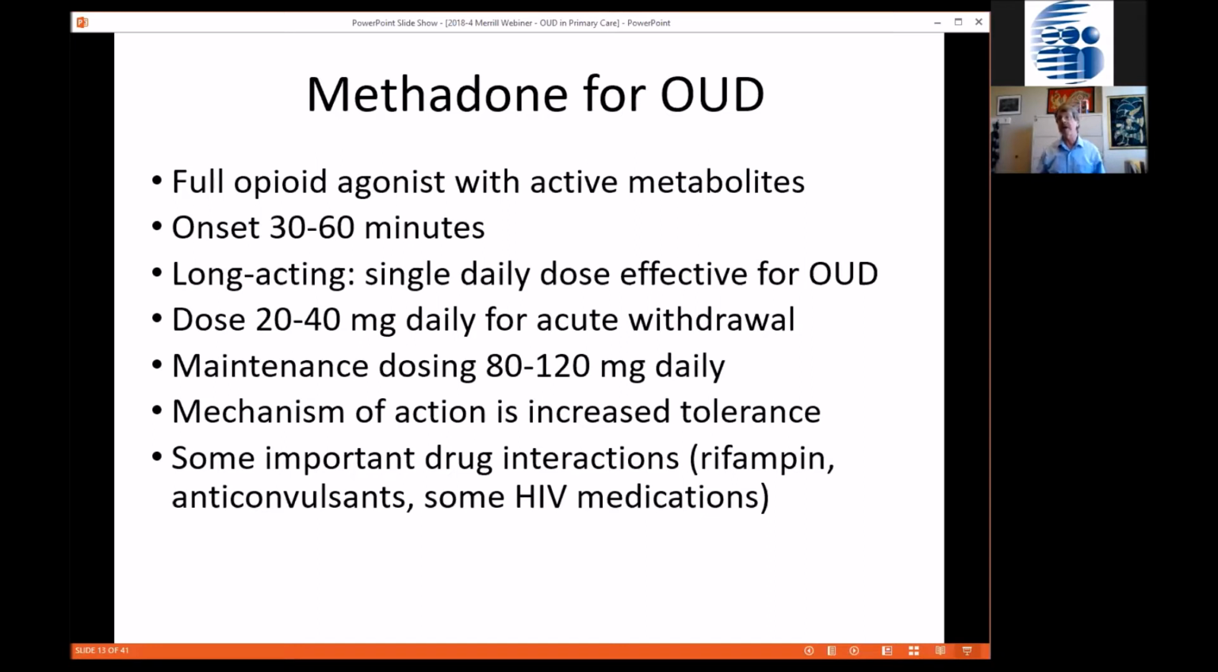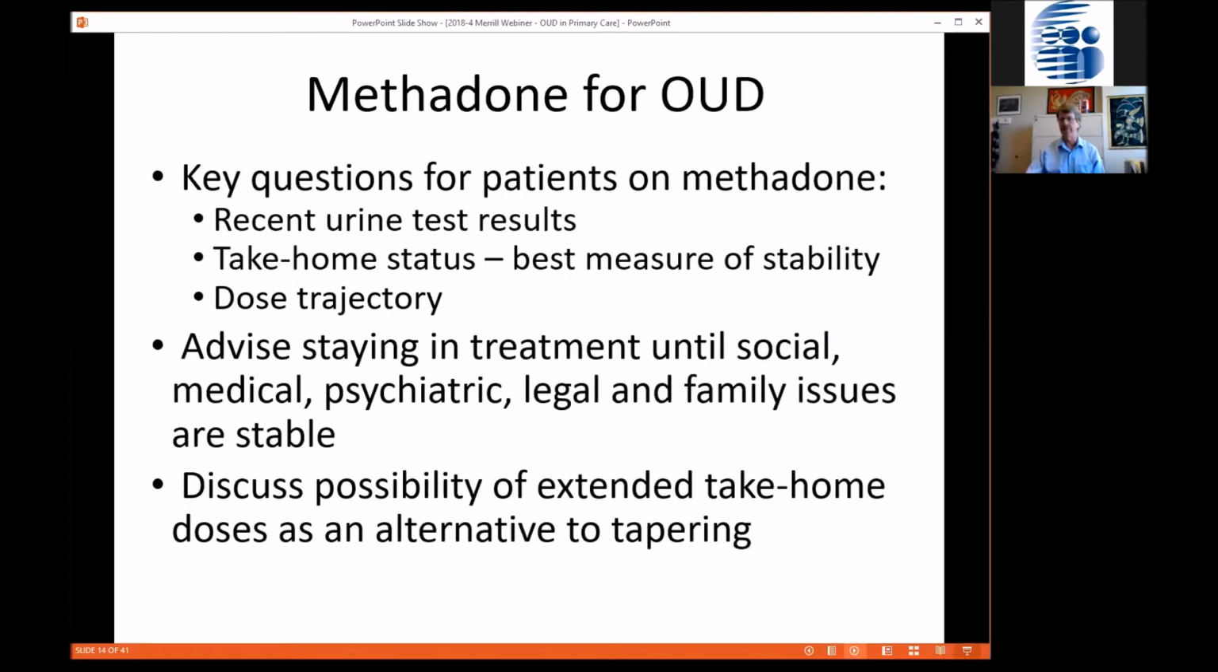There are some drug interactions with methadone, mostly some of the older HIV medicines, rifampin, and anticonvulsants that you have to watch for, and sometimes doses need to be adjusted for those medications.